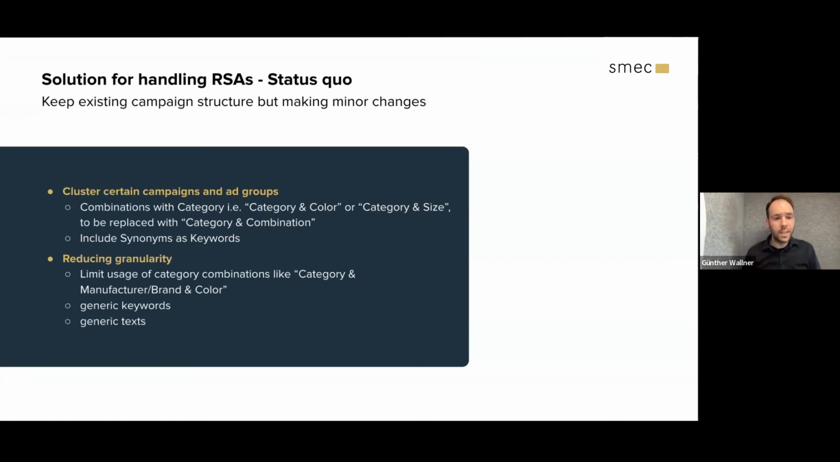And we are really talking here about clustering campaigns and ad groups. If you, for example, have in use category and color combination, category and size combination, group them together into one category combination. Make sure to include synonyms as keywords, but be advised that the main goal you should reach is reducing granularity. So all the really granular campaigns you have, like for example a category, brand, and color campaign, think about maybe reducing it to a category and manufacturer campaign, and move forward with this. Think about more generic keywords, think about more generic texts, and make sure that you take advantage of the machine learning and the full power of Google in here.